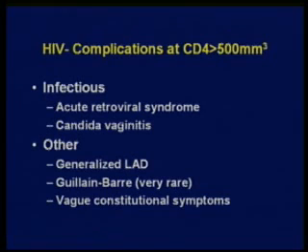Other symptoms that occur with a T-cell count over 500: the generalized lymphadenopathy. Some patients will come in and say, doc, I notice I'm having some swelling here and in my groin. The generalized lymphadenopathy, that's where the virus is replicating. Guillain-Barré, which is very rare, ascending paralysis, and vague constitutional symptoms. I feel sick, I feel tired, I feel weak, I can't study, I can't concentrate, nobody loves me, nobody cares. Think HIV, all right?